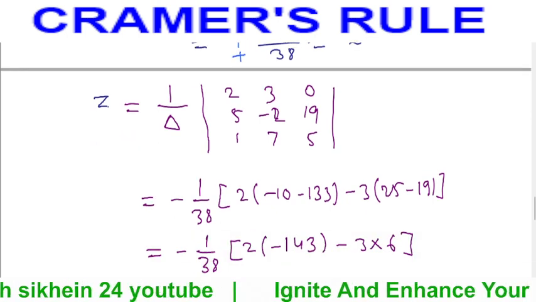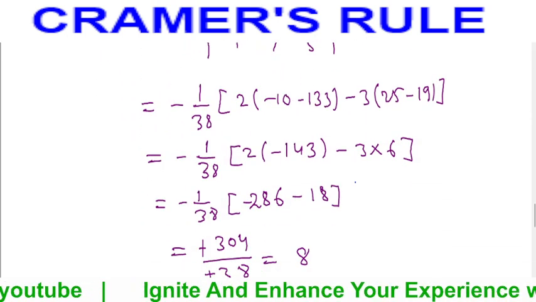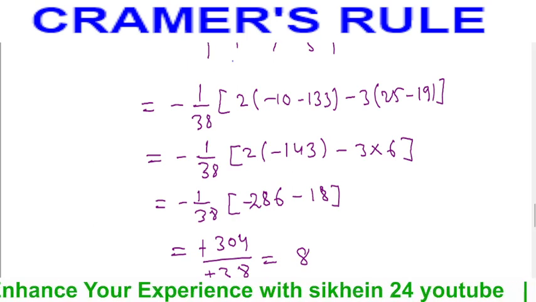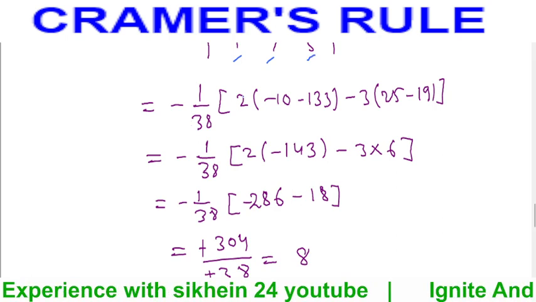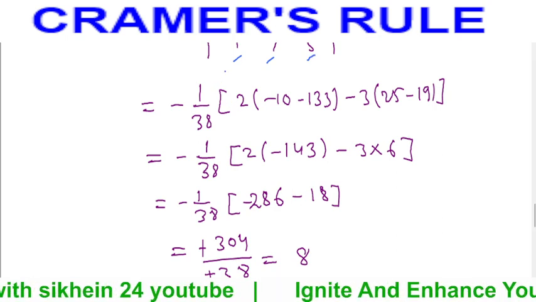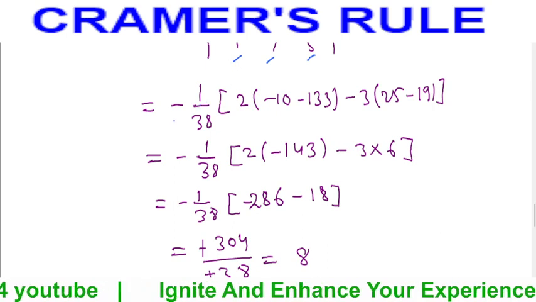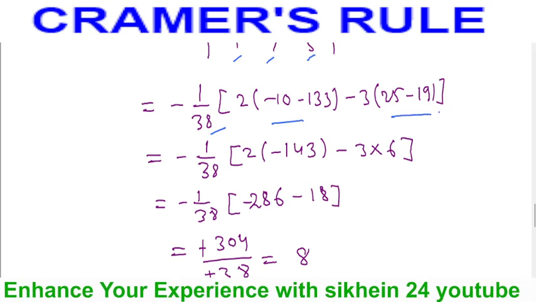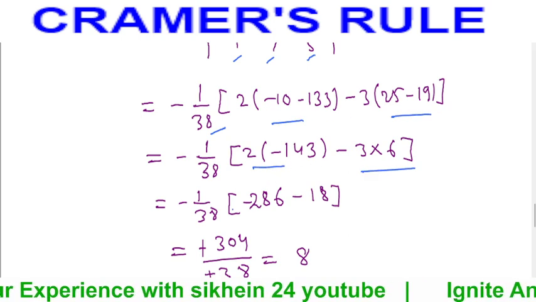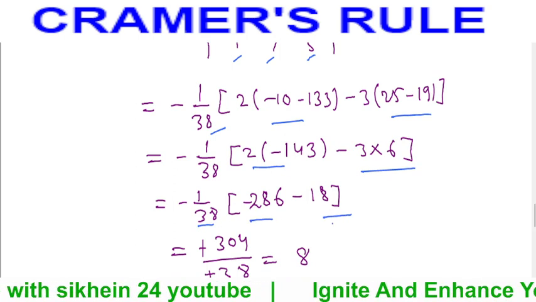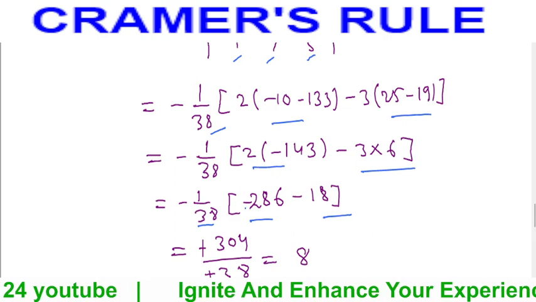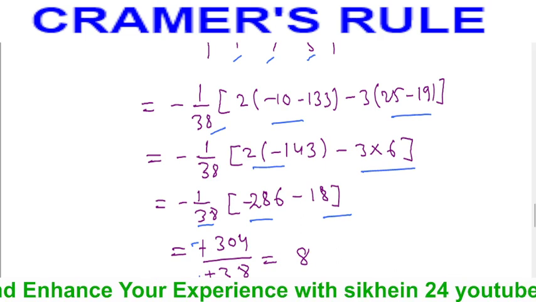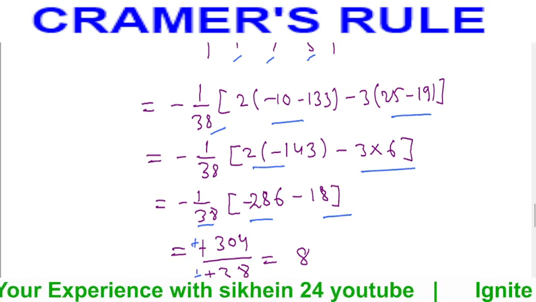For z we will find, like above, we write this one for z. Here are the values. Now as above we write here and calculate it. What we get, you can see this one and this one and this one. When we add negative 286 and negative 18 we get negative 304, and with negative 38 it becomes plus, so we get 8.